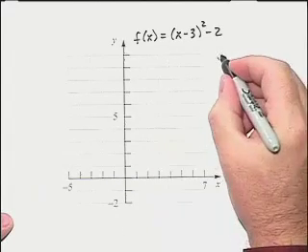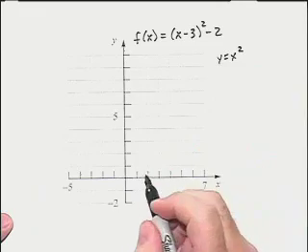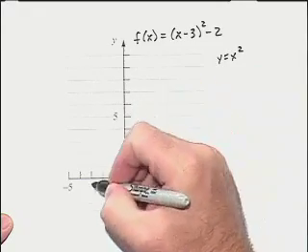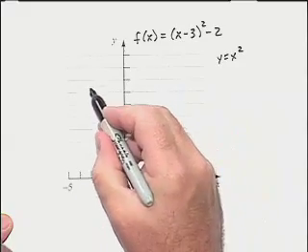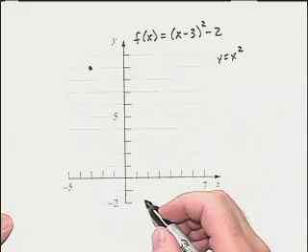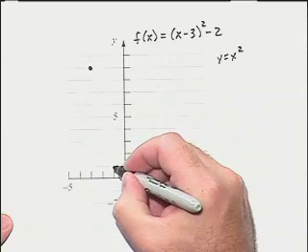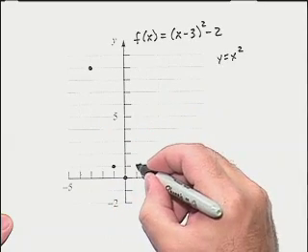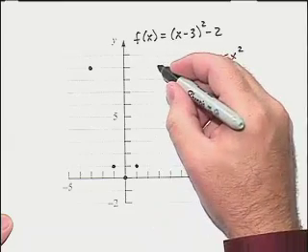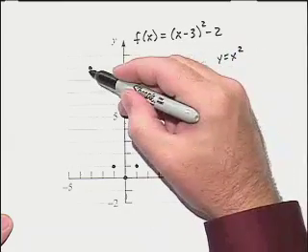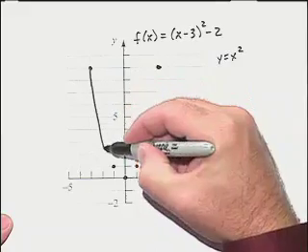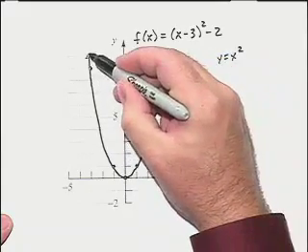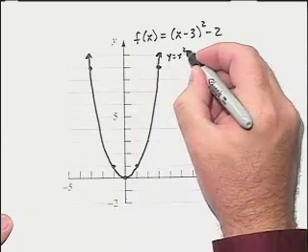We'll plot our base function, y equals x squared, by plotting the points that we've obtained. We plot the point negative 3, 9. That's negative 3, 5, 6, 7, 8, 9. Then the points negative 1, 1, 0, 0, 1, 1, and 3, 9. And this is the graph of y equals x squared.